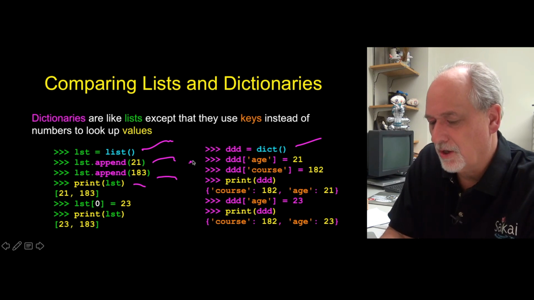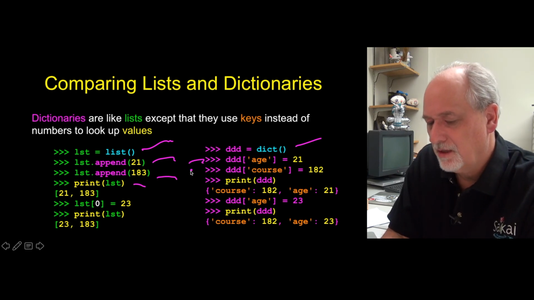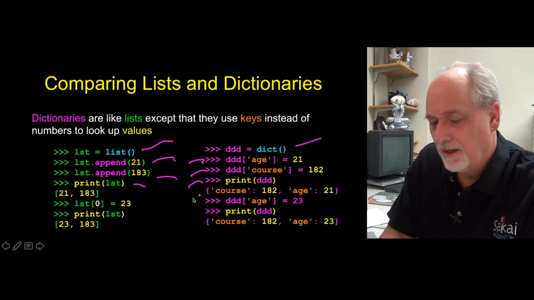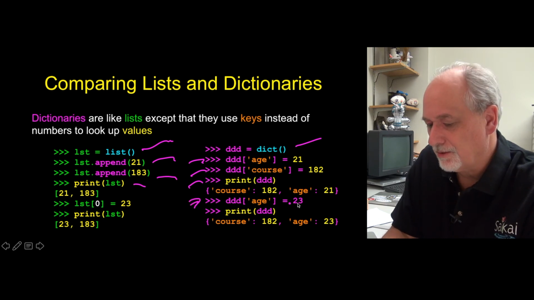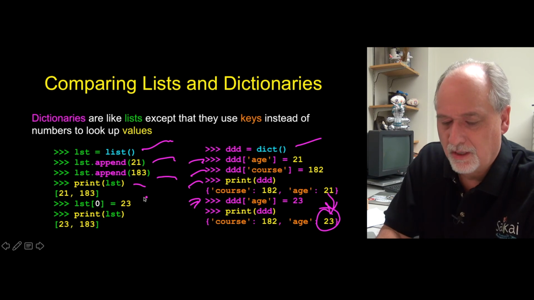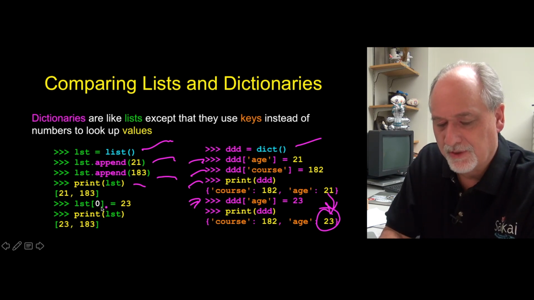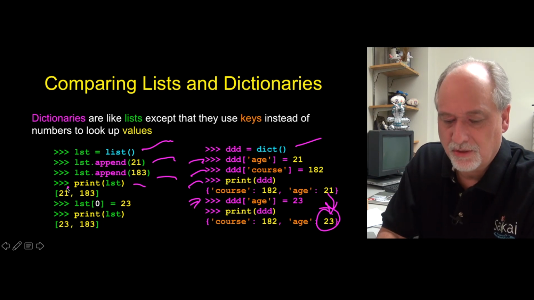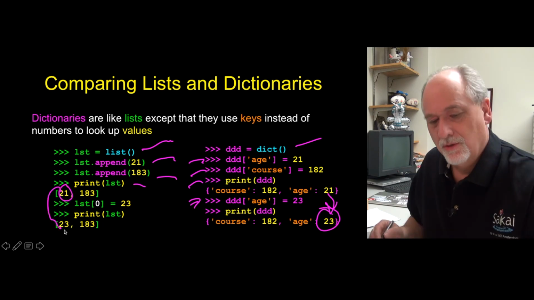Here we're going to mark 21 with age and stick it in, and mark 182 with course and stick it in, and then we're going to print it out, and there we got course and age mapped. And we can add a 23 and stick it back in age, and that overwrites. So the 21 becomes the 23. We can do the same thing in a list, except we say list sub 0, because in lists the indexing is position, and so this 21 becomes 23.